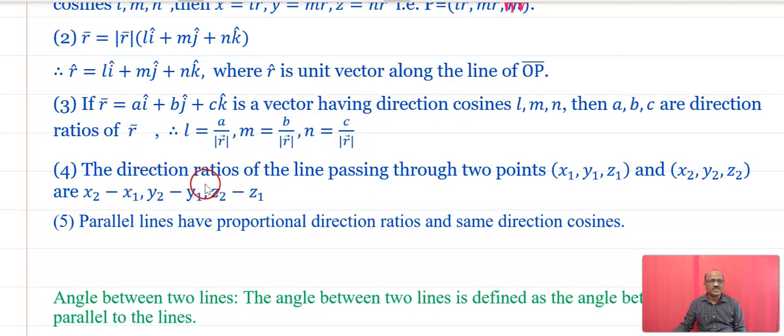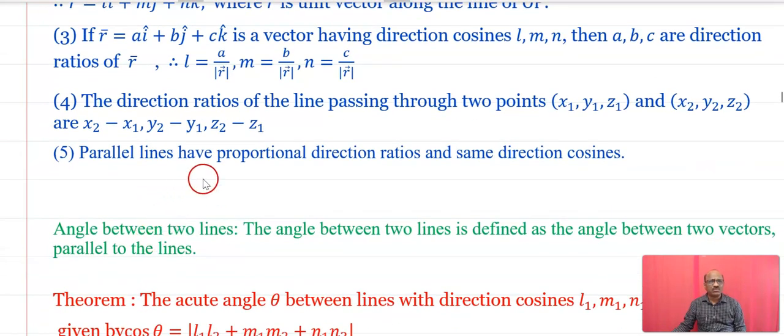The direction ratios of the line passing through two points we can find out. Suppose that the point on that line is (x1, y1, z1) and the other point is (x2, y2, z2). Then what are their direction ratios? That is the difference of their x coordinate, y coordinate, and z coordinate: x2 minus x1, y2 minus y1, and z2 minus z1. Parallel lines have proportional direction ratios and the same direction cosines.